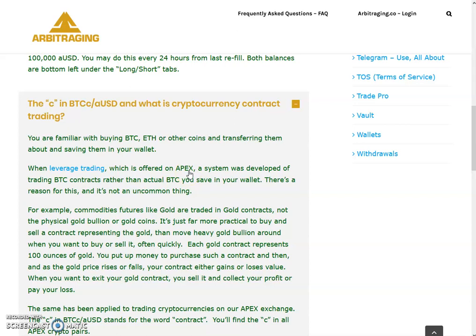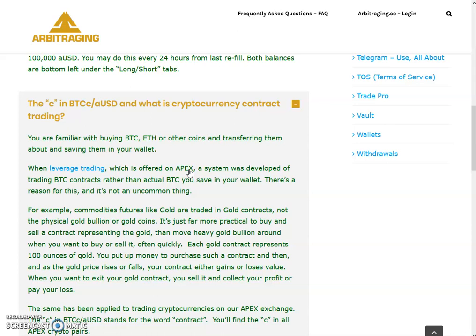But leverage trading is a little bit different. In this, you don't have to buy the actual Bitcoin or actual Ethereum. Here you are only buying contracts which are equal to the price of Bitcoin or Ethereum, and you don't have to save that in your wallet like you save actual Bitcoin. Here you are just buying a virtual contract, and if the contract goes well, it will give you profit.